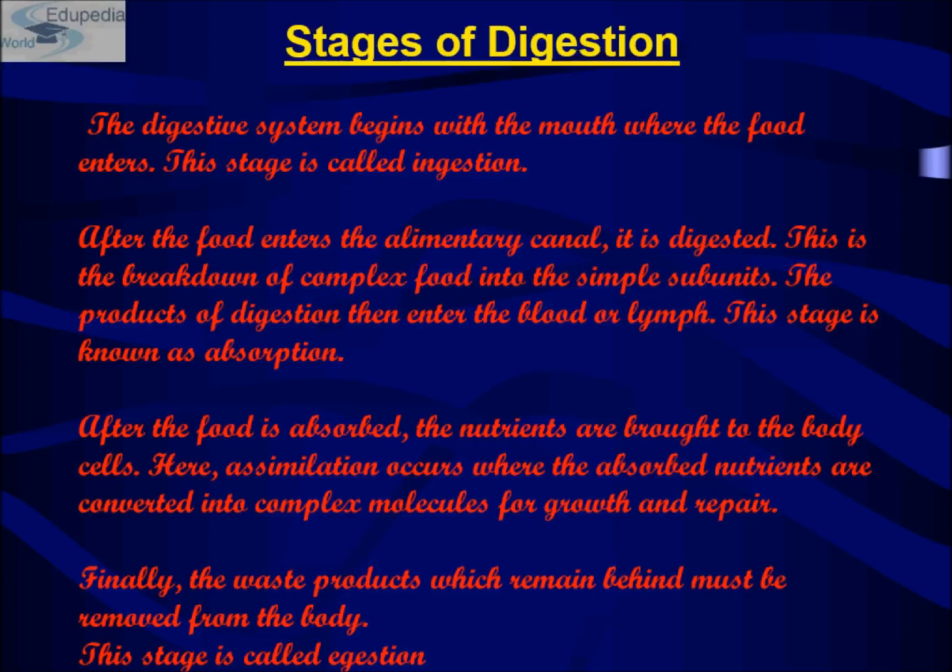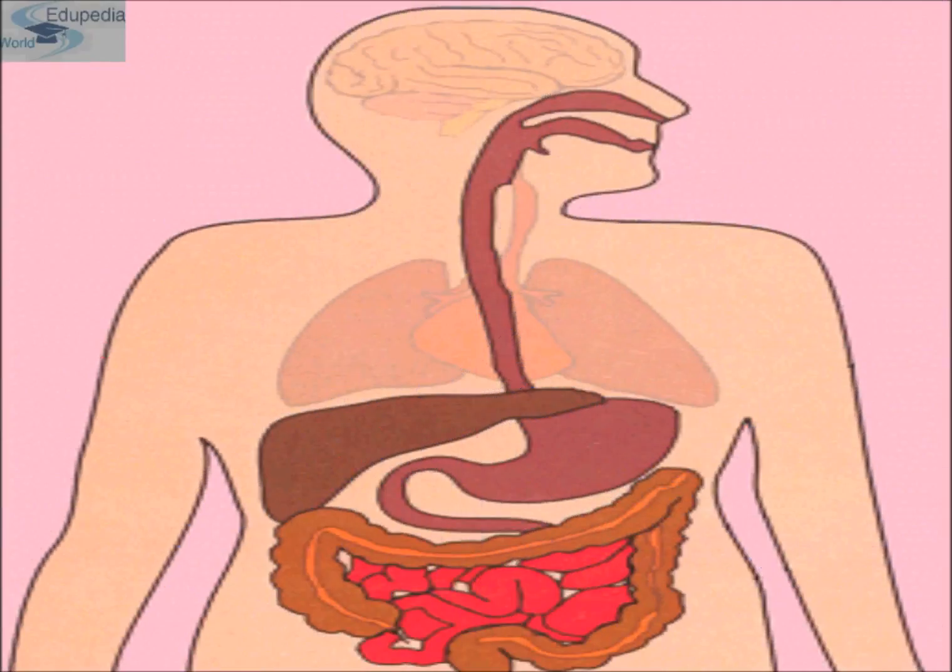Finally, the waste products which remain behind must be removed from the body, isn't it so? That stage is called egestion. As you can see, the food goes to the mouth and then to the alimentary canal, then to the stomach, small intestine, large intestine, and finally it gets ejected out.